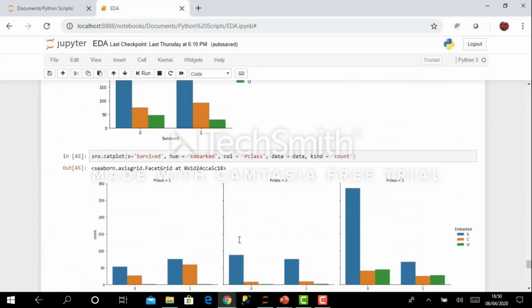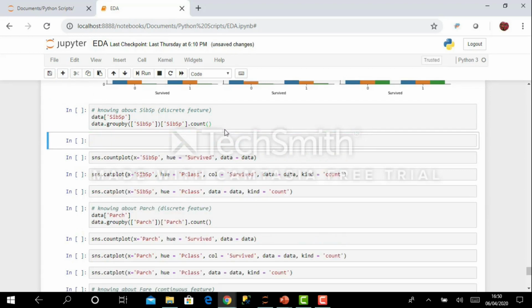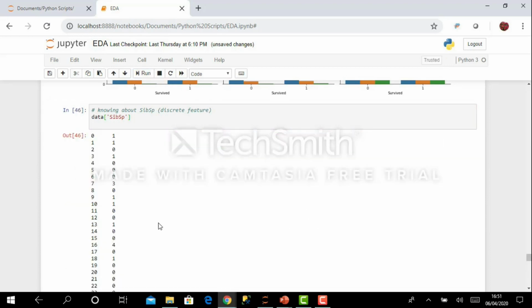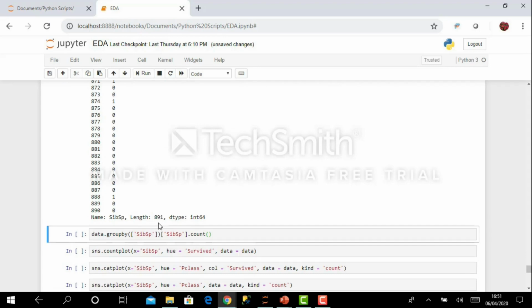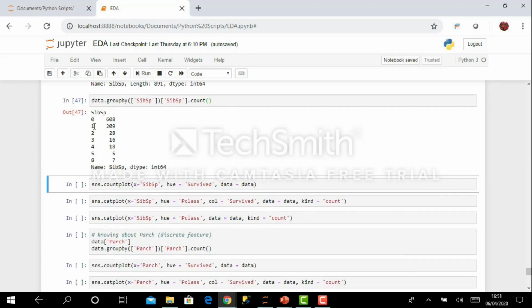So let us go to the next feature then. Okay, so now the next column is SibSp. So let us have the data. If you just print the data, you can see some 1, 0 values, and most of the values are 1 and 0. So I will group by this. Let us see how many possible types of values. So you can see 0, 1, 2, 3, 4, 5, 8.